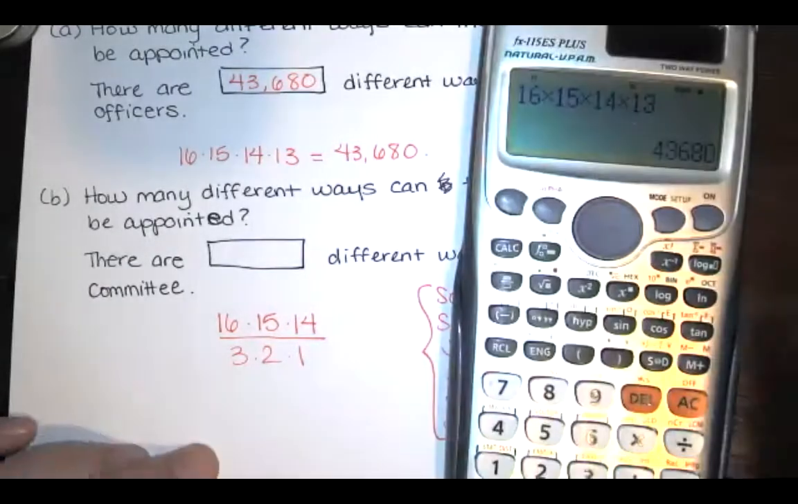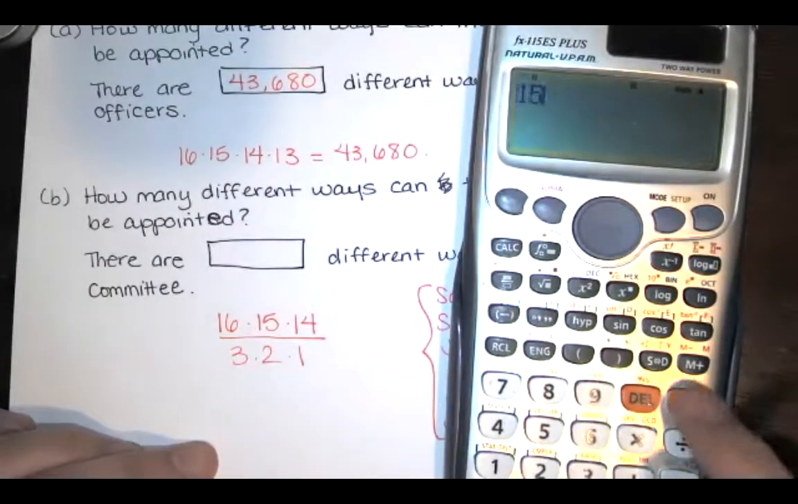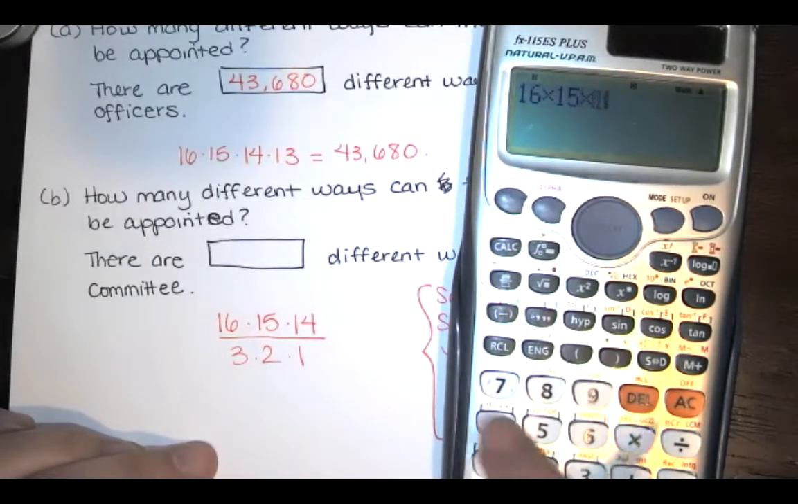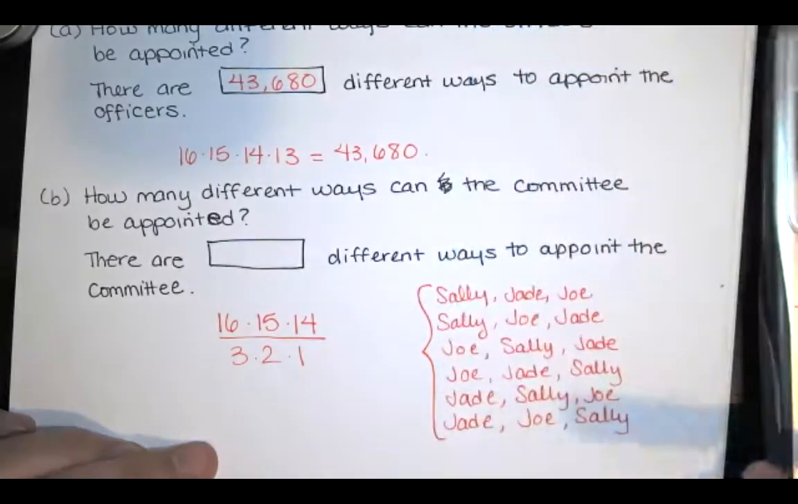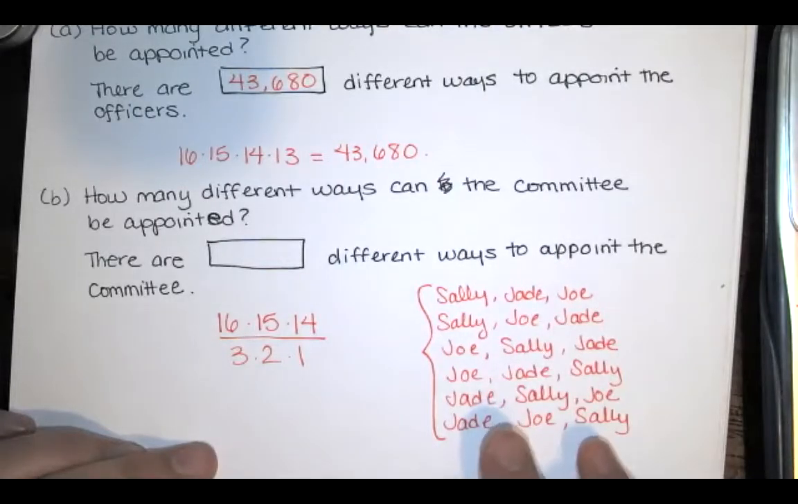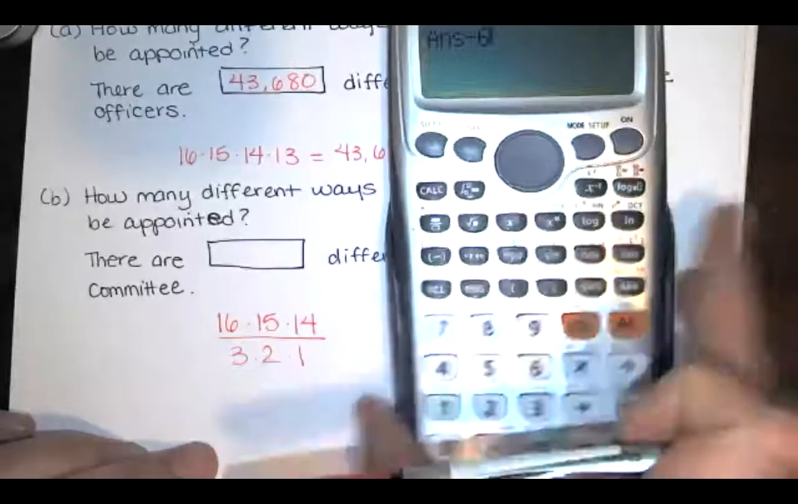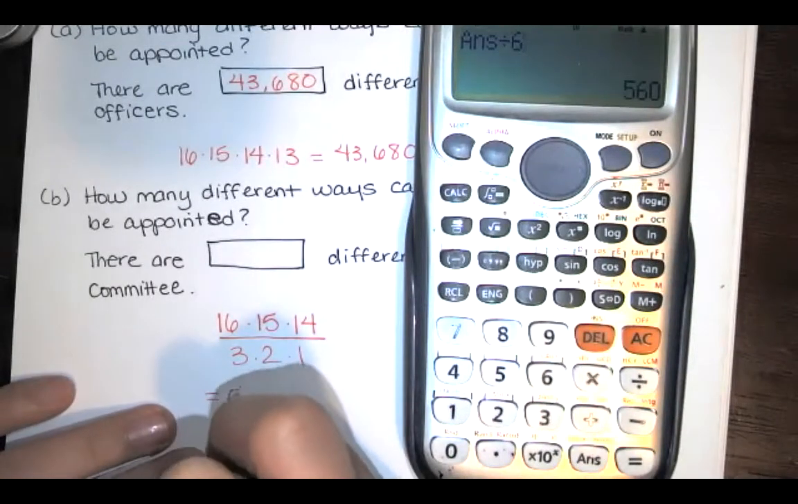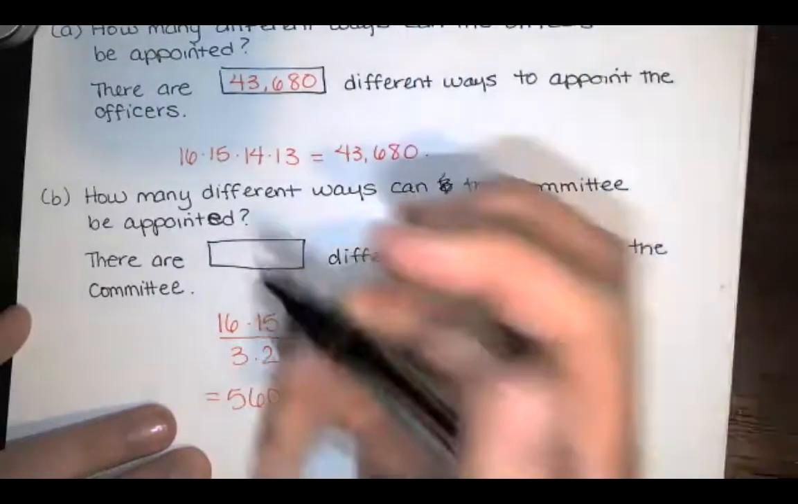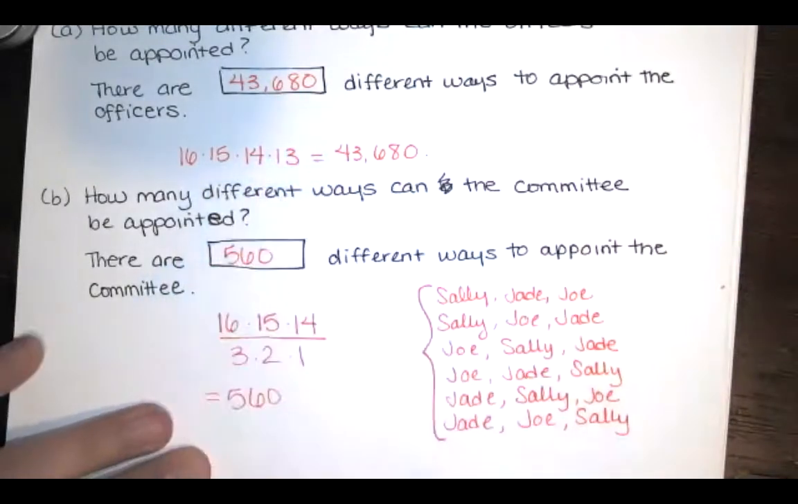So let's see, what do we get? We got 16 times 15 times 14. And then we're dividing by 6 because we counted all of these guys as separate. So we end up with 560 different ways to appoint the committee.